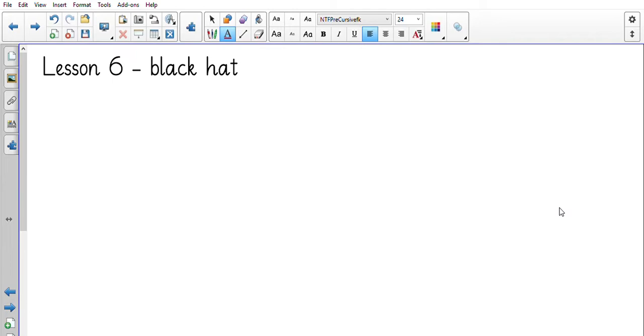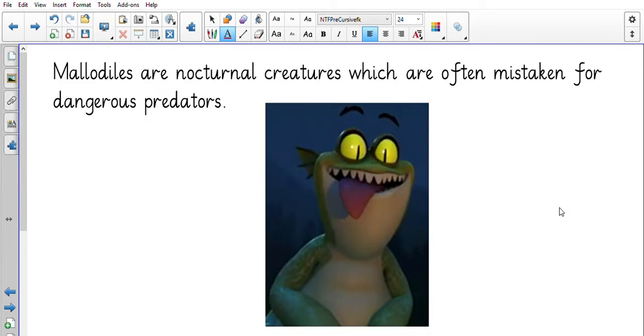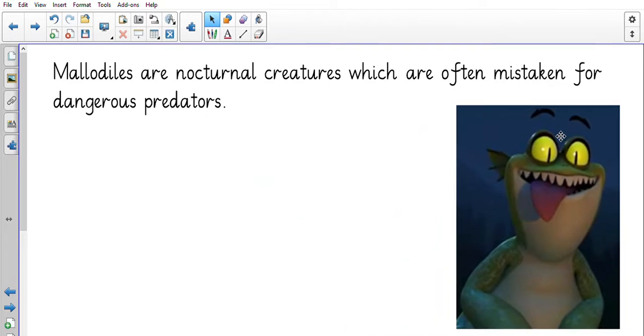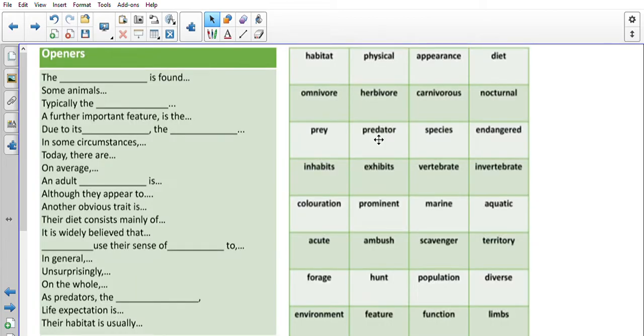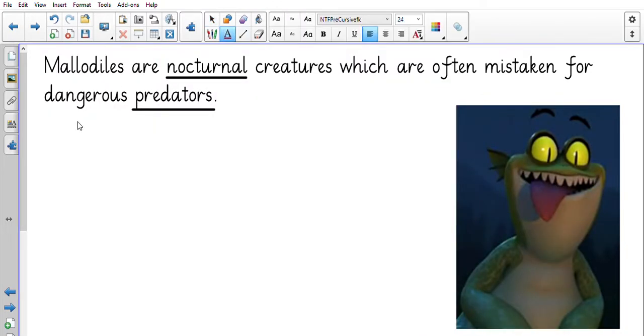So, I am going to have a look back. So, I have called mine a maladial. Maladials are nocturnal creatures which are often mistaken for dangerous predators. Okay, so I have used subject-specific language here, nocturnal. I have got predators. Now I'm going to go back to my sentence openers to help me for some ideas. And I'm going to use this one, typically the. So I'm going to say typically, comma, because again it's a fronted adverbial.